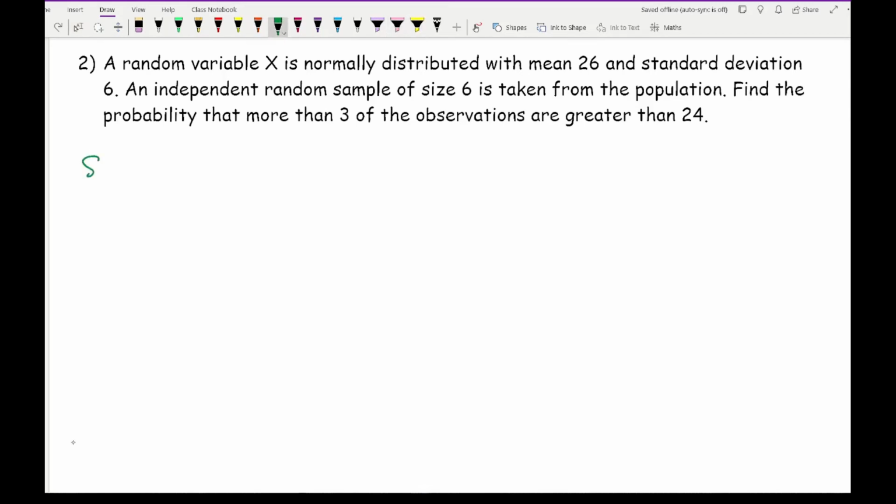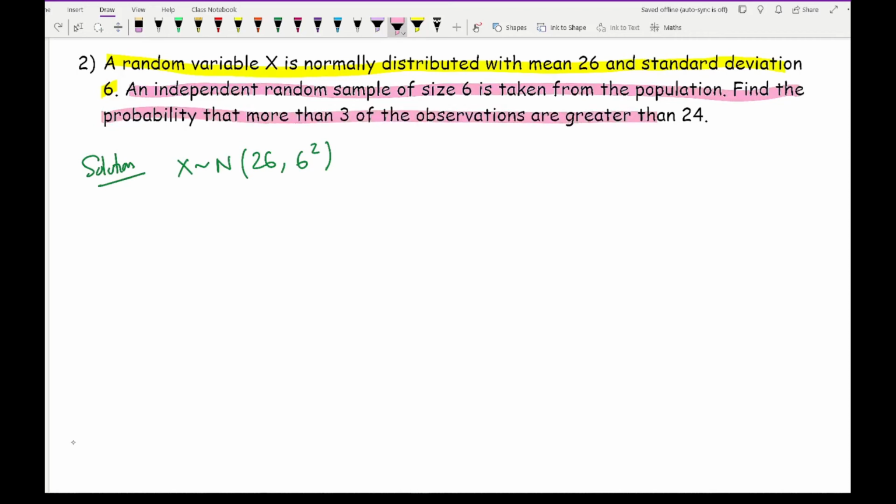So in terms of the solution, let's first set up the parameter. X is assumed to be normally distributed with a mean of 26 and a standard deviation of 6, so I can write 6 squared. Now obviously this gives us the information for a normal distribution question. However, this part here is the binomial part.